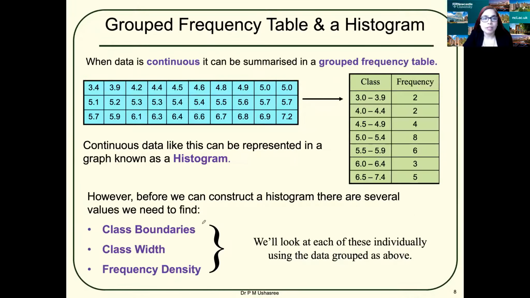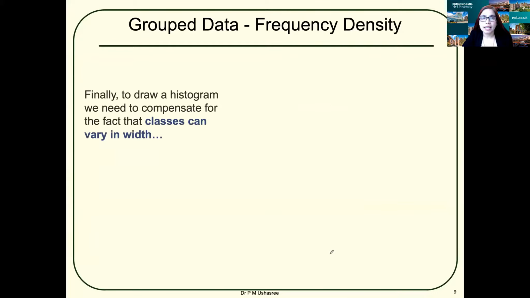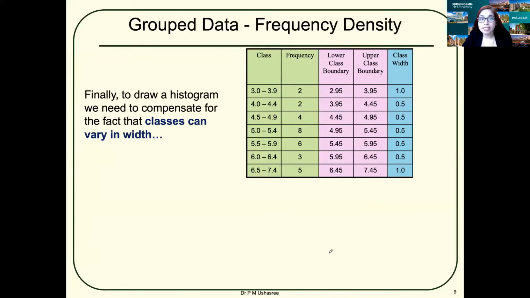Now we have seen the class boundaries and the class width. Now let's see what frequency density is, the most important one. Frequency density means the number of data occurring in a certain class, within the class width. To draw a histogram, this is very important because we need to compensate for the fact that the classes can vary in width.